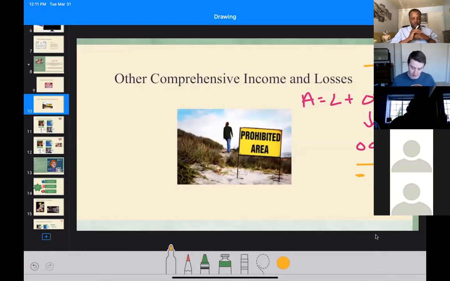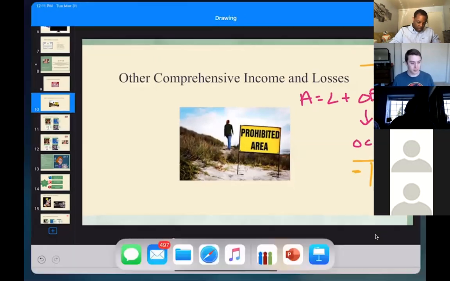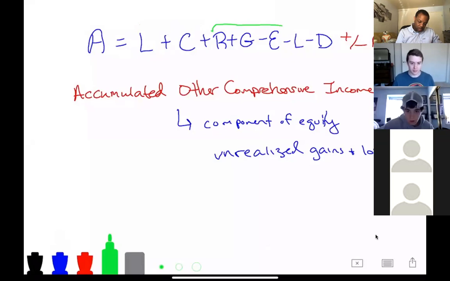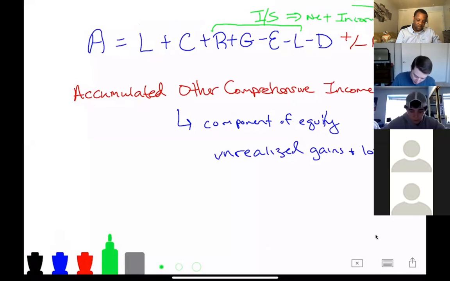Okay, so let me go back to the whiteboard. Revenue, expenses, gains, losses, all this shows up on the company's income statement, right? And this is where we see the company's net income, the performance of the company. How well is the company doing? So this is a really, really important statement.